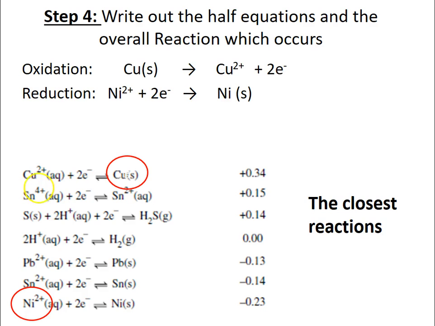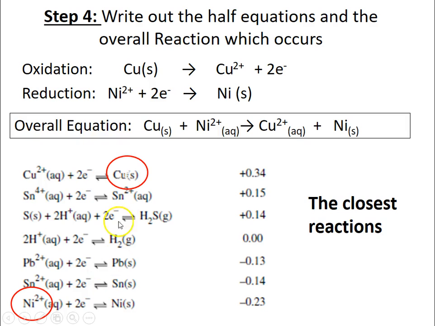So if we write out this reaction, this is the oxidation reaction. So obviously turn it around to make an oxidation reaction, and the reduction reaction. If we put the two together, then the copper anode is losing the electrons, and they're being given to the nickel in the solution at the other electrode, the cathode, and nickel metal is forming.